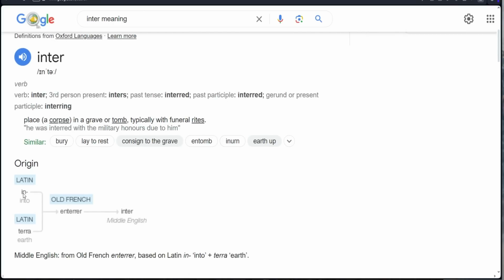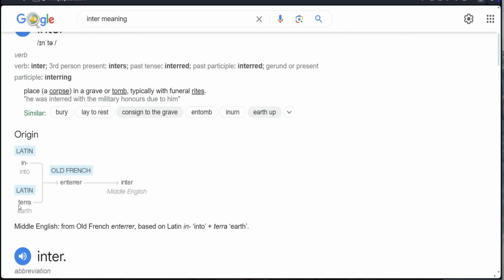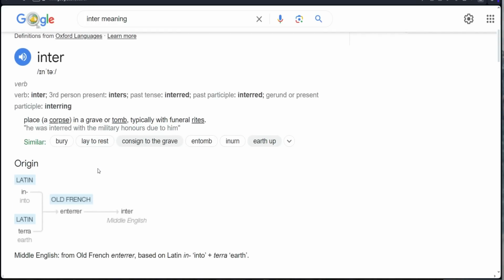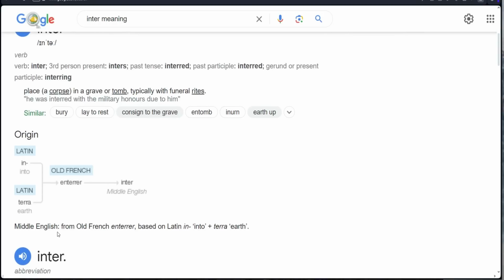Origin, Latin, in, to. Latin, terra, earth. Into, ter is terra for earth. Interweb, internet. That to me, guys, is a slam dunk, internet, and it's all connected to the goddess Neith or Net. As you can see, Middle English from Old enter, based on the Latin in, terra and earth.